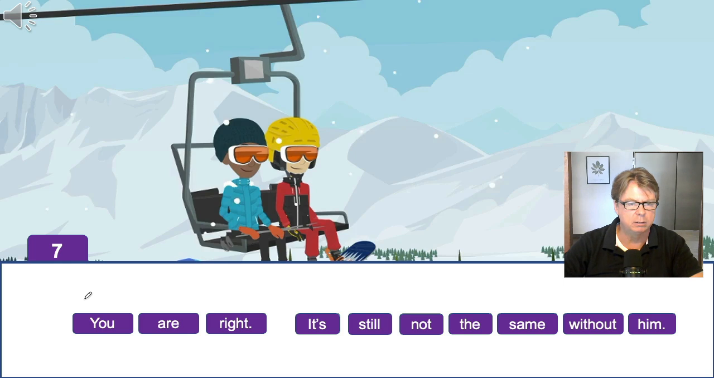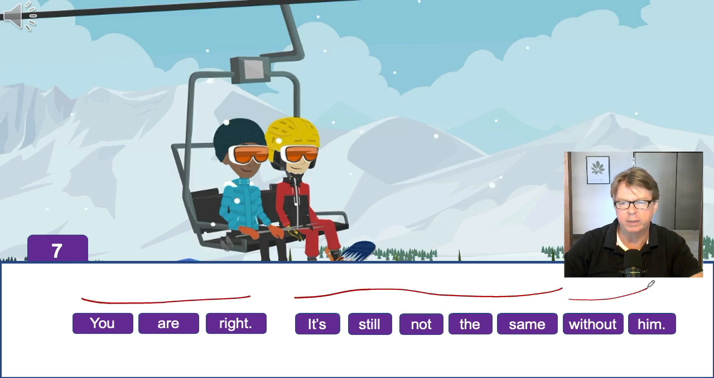And our chunks are, you were right, it's still not the same without him. And without him is heavily reduced, without him. Although actually she did say it kind of clearly there.